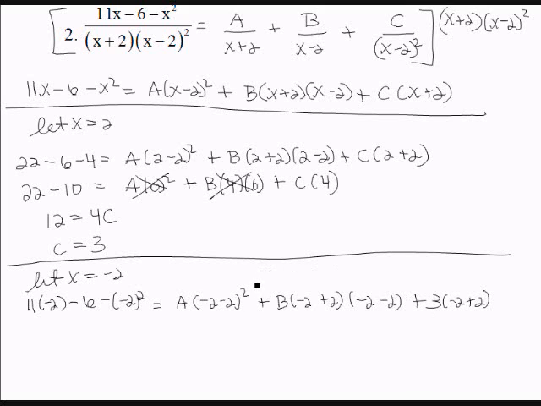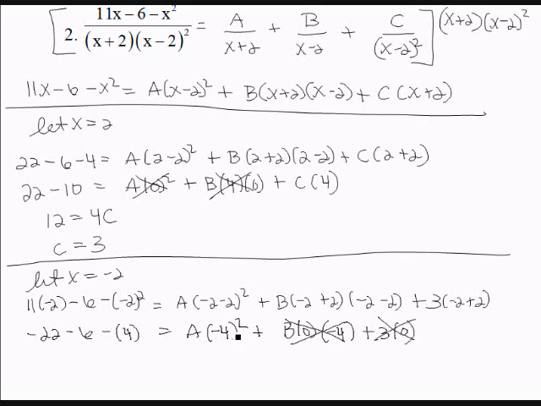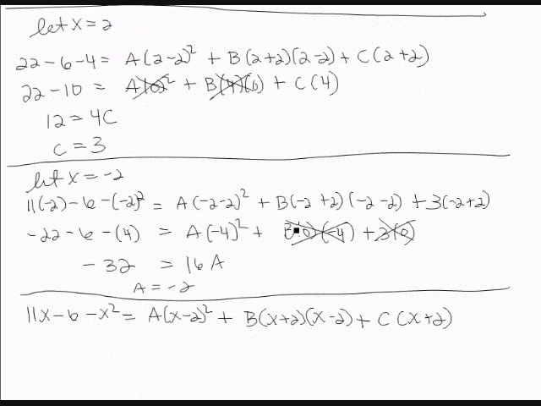So let's simplify as much as we can and make something 0. We got a 0 here, so that means this all goes away. We got a 0 here, this all goes away. So I'm just left with 16A, and on this side I have negative 22 minus 6 minus 4, which is negative 32. Divide both sides by 16, I get A equals negative 2.